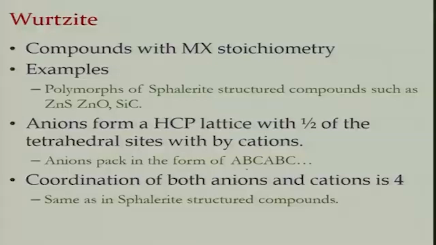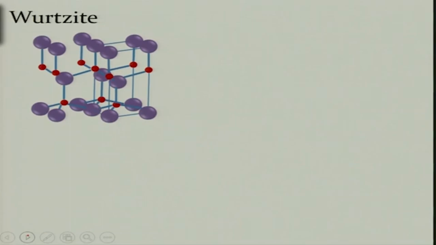And here anions pack in the form of AB, it's not ABC, ABC, it's an AB sort of packing, and tetrahedral sites are occupied by the cations. The coordination of both anions and cations, by stoichiometry, has to be similar. As a result it is 4, and it is similar to what we saw in sphalerite structured compounds. So, this is what the structure will look like.